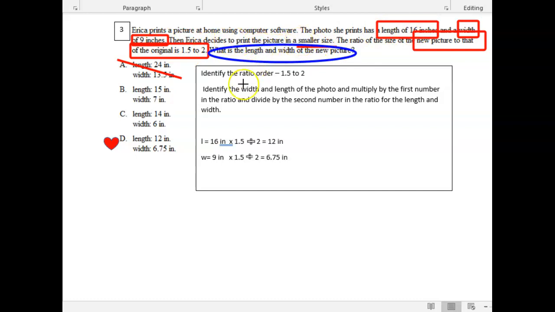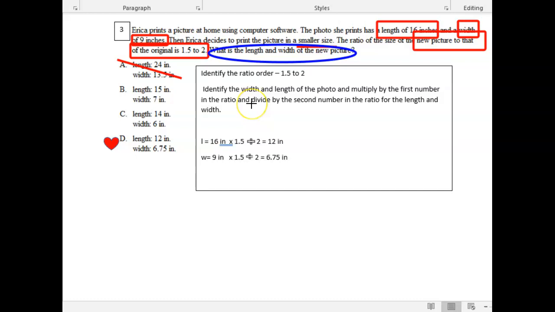All right, so we're going to identify the ratio order. So right in our text, we know that the ratio order is new to old, or new to original. And that order is 1.5 to 2. We're going to also identify the length and the width of the photo, the actual inches. The length is 16 inches and the width is 9 inches.